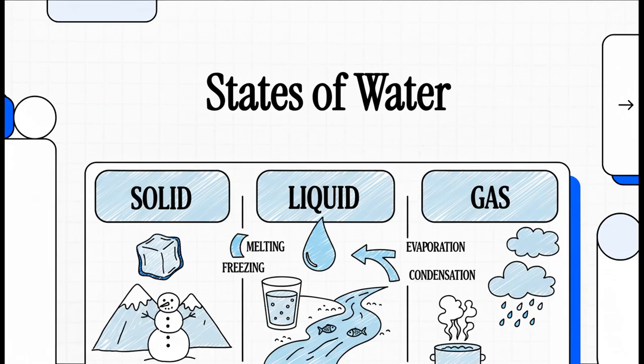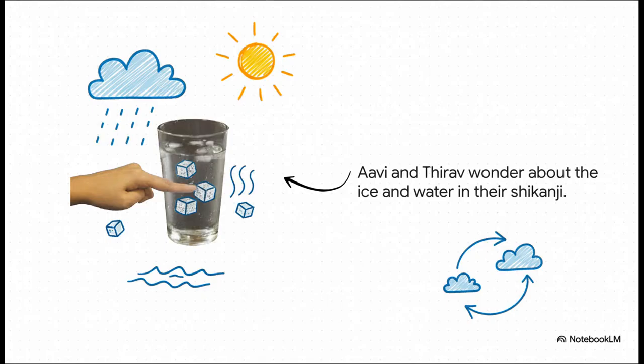Today, we're tackling a really important chapter, the states of water. So let's start with something we all absolutely love, especially on a hot sunny day, a nice, cold glass of shikanji. Now look at our friends Avi and Thirov here. They're enjoying their drink, but they're also wondering about something.